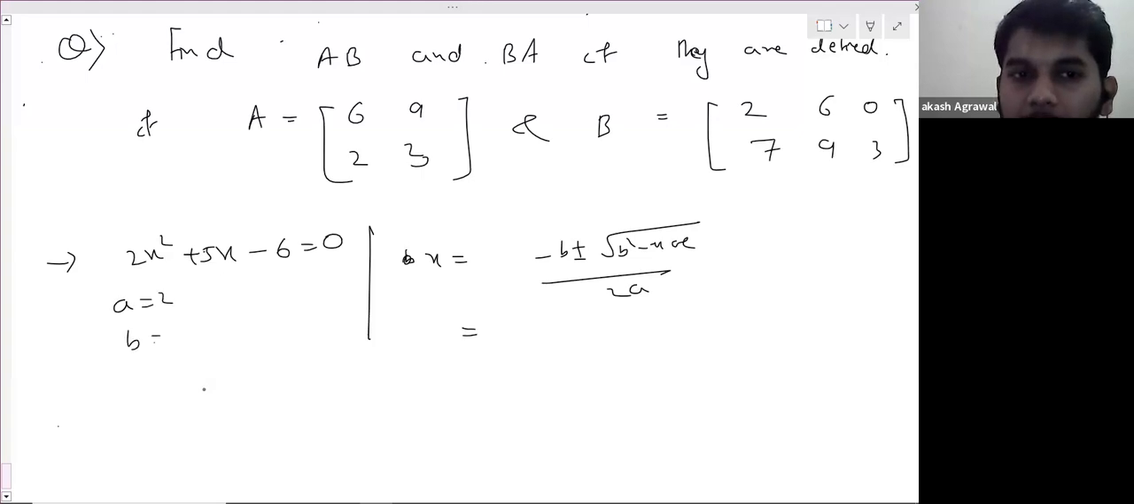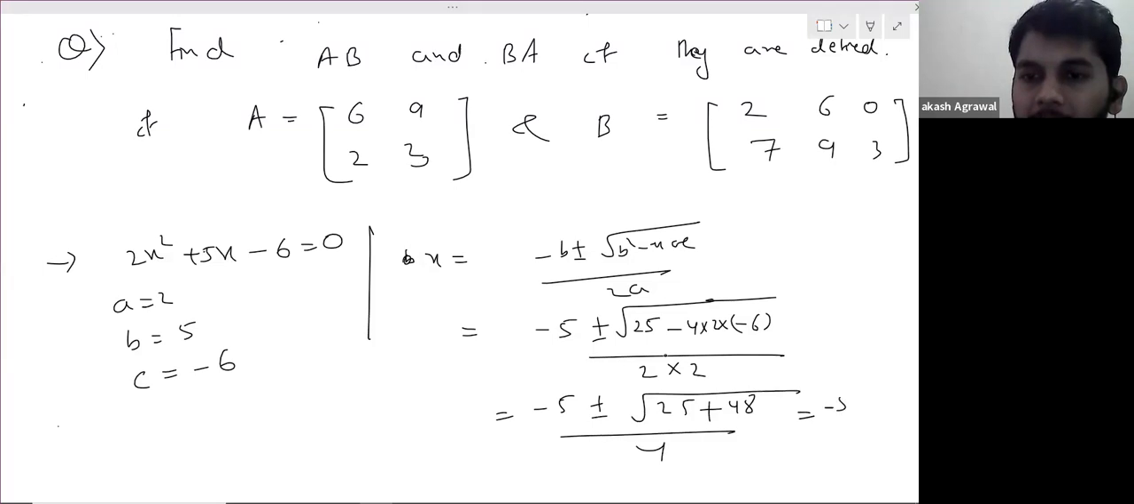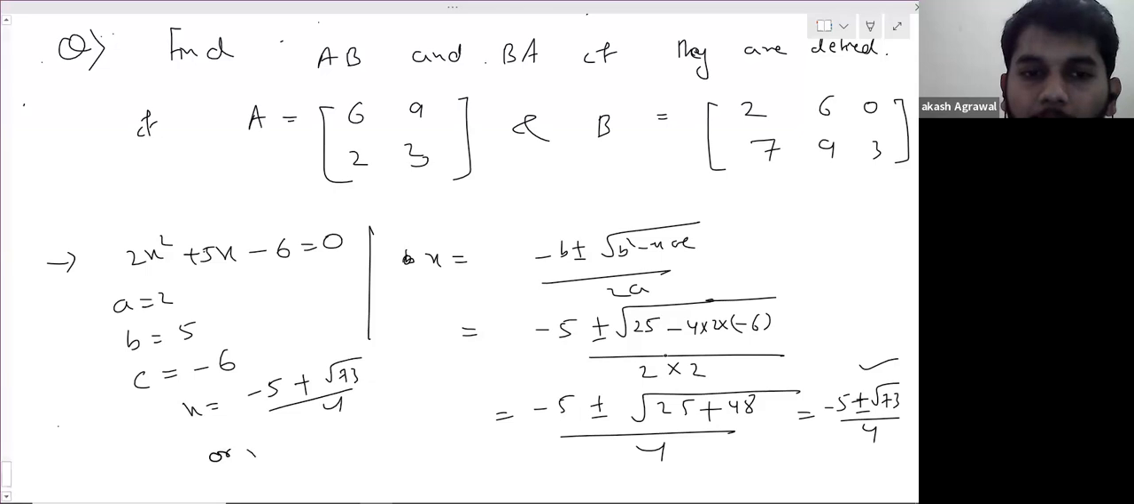Here, a is 2, b is 5, c is minus 6. Very good. So you get minus 5 plus or minus root 5 square minus 4 into 2 into minus 6, by 2 into 2. Minus 5 plus or minus root 25 plus 48 by 4. How much is this? It's 73, sir. Minus 5 plus or minus root of 73 by 4. These are the two roots, right? We cannot simplify any further. We cannot find the root of 73, so this is the end. This is the answer. x will be either minus 5 plus root 73 by 4, or x is minus 5 minus root 73 upon 4. Okay. Okay, sir.